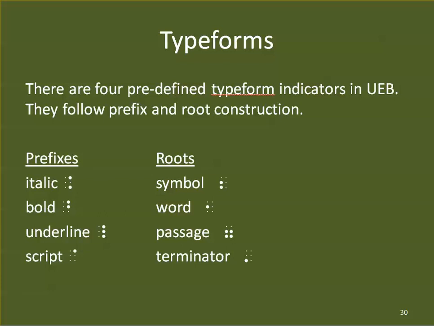So we have a certain prefix to indicate italics, and it's dots 4-6. Hey, that's familiar. Bold is dots 4-5. It looks kind of like a B, but on the opposite side of the cell. Underline is dots 4-5-6, and script is just dot 4. The root then tells the extent of that typeform, so whether it's going to be a symbol, a word, a passage, or there's that dot 3 for the terminator.